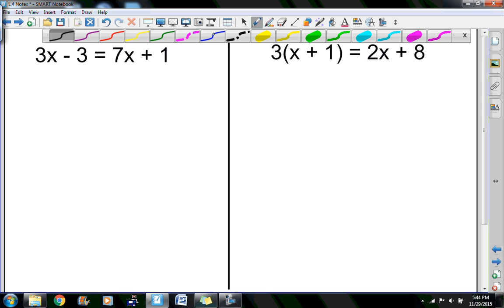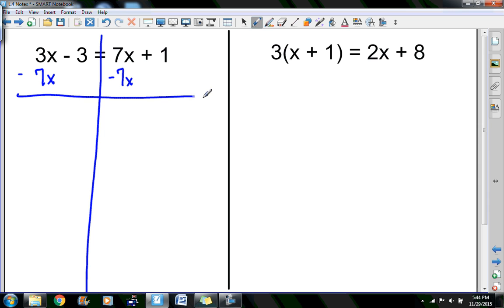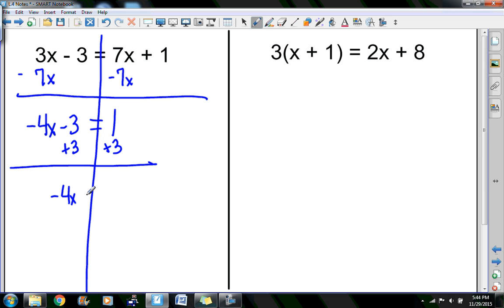All right, since we did these problems, I'm going to move through them a little bit quicker than the others. I'm going to move all of my x's to the left here. So I get negative 4x minus 3 is equal to positive 1. I add 3 to both sides. So I create negative 4x is equal to positive 4. I divide by negative 4. So positive 1x is equal to negative 1.